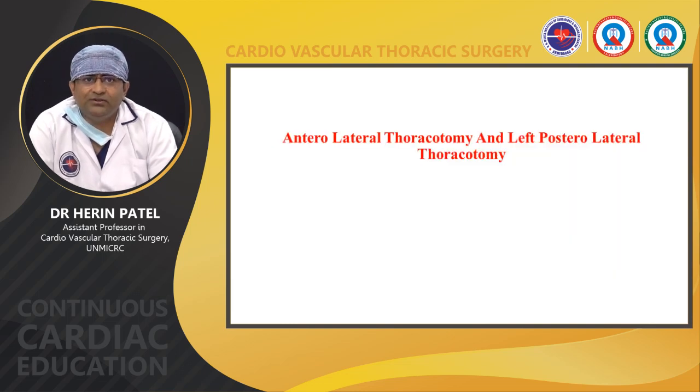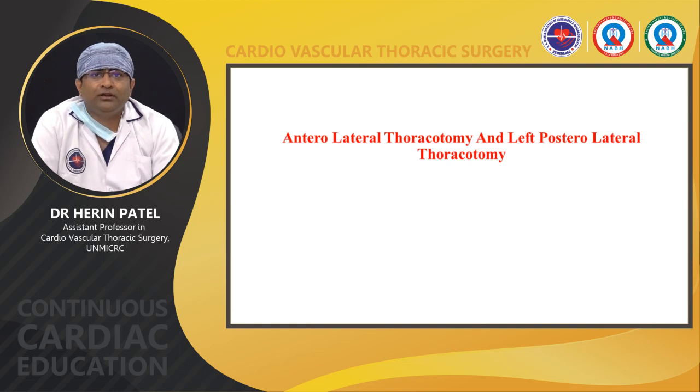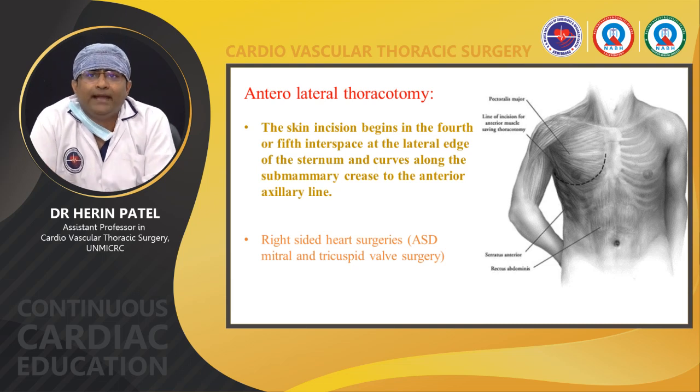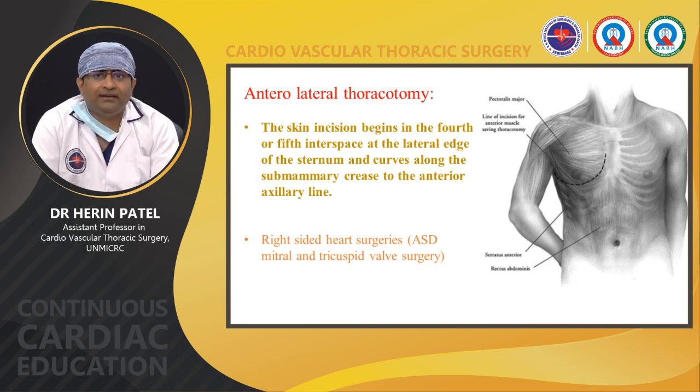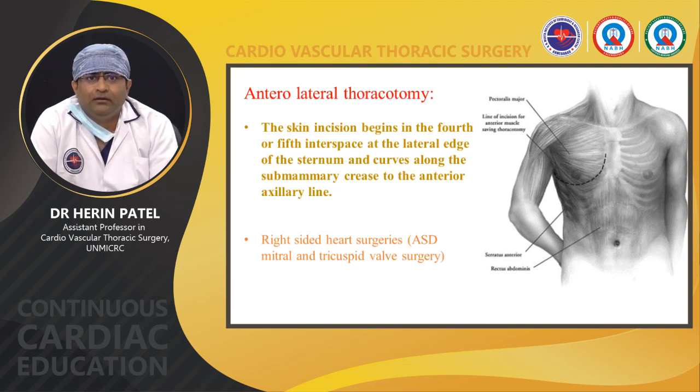The other incisions which are used for cardiac surgery are the anterolateral thoracotomy and the left posterolateral thoracotomy. Anterolateral thoracotomy is mainly done while doing surgery on the right heart, the right chambers of the heart, mainly ASD, tricuspid valve surgery and mitral valve surgery. The skin incision begins in the fourth or fifth intercostal space from the lateral border of the sternum and extends up to the anterior axillary fold, anterior axillary line.